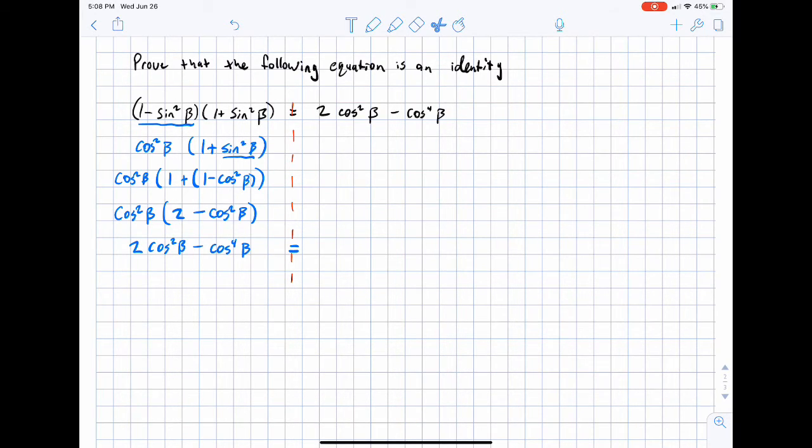So to recap on this one, first thing I did was change the 1 minus sine squared of beta to cosine squared of beta using the Pythagorean identity. And then I did that a second time within the parentheses. That put everything in terms of cosines instead of sines. And then I just used addition to add the 1 plus the 1 and get 2. And then finally, I distributed the cosine squared of beta through the parentheses.